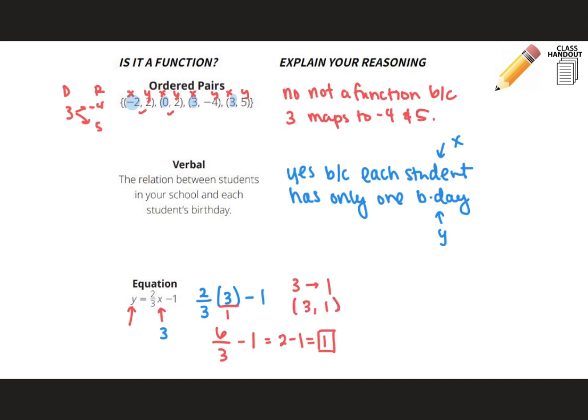If I plugged in 3 again to this equation, I'm only ever going to get 1. In fact, if I plug in any value, I'm going to get a unique y value. So because I'm getting a unique y value for every x value, this is a function. So I'm going to say yes, because every x value has only one y value.